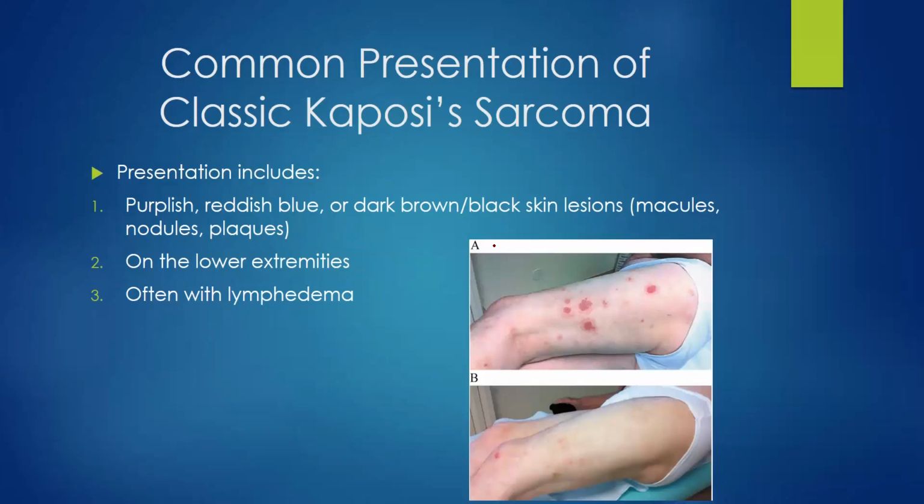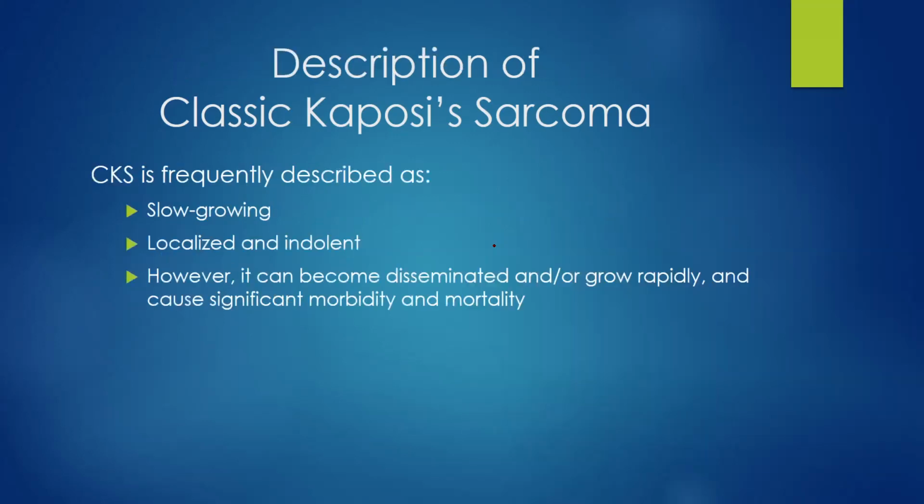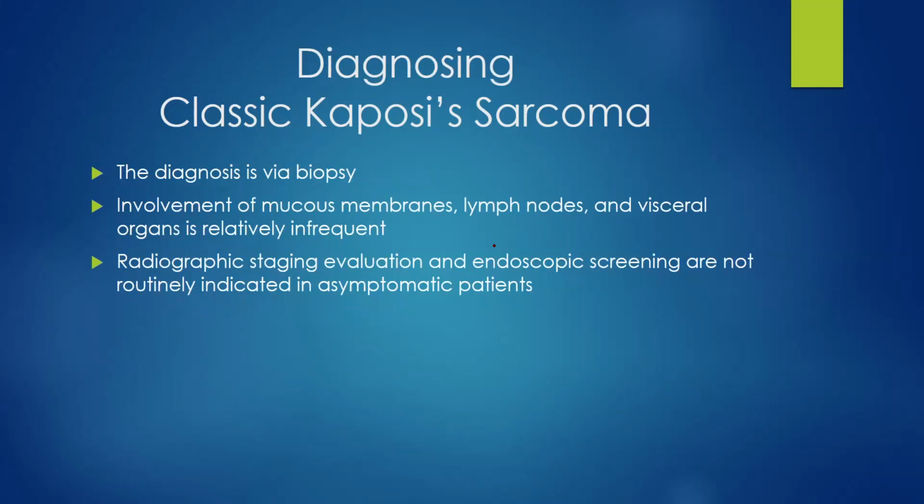Here are some presentations of Kaposi sarcoma: purplish, reddish blue, dark brown or black skin lesions, macules, and plaques, mostly on the lower extremities, but can be all over. The description is slow growing, localized, indolent, however, it can become disseminated and rapidly grow and cause significant morbidity and mortality if that should occur. So diagnosing is via biopsy.